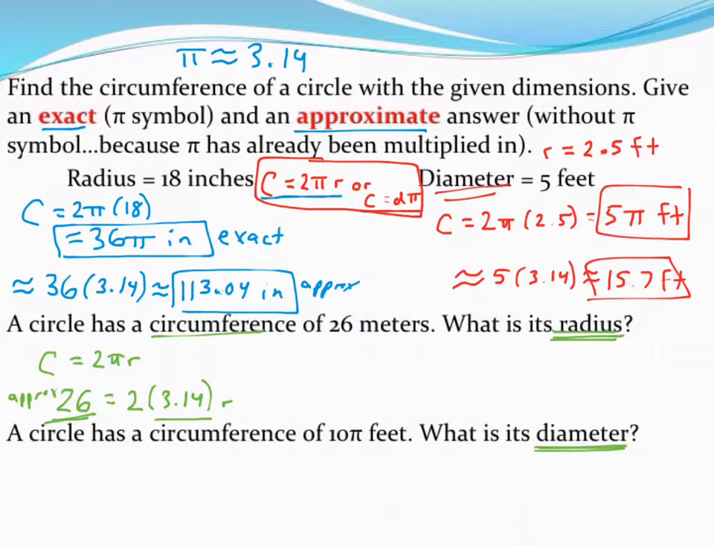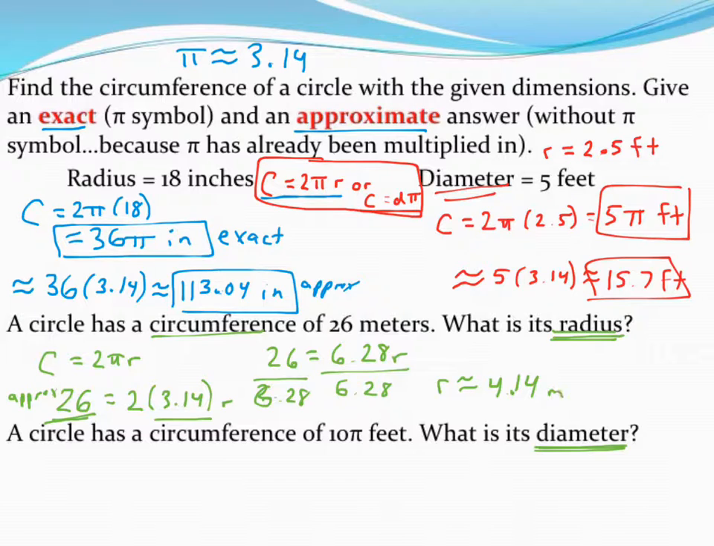So let's do some algebra to get this solved for. So I'm going to multiply 2 times 3.14 and get 6.28 times the radius. If I then finish by dividing both sides by 6.28, I should then have my approximate radius. If I round to 2 decimal places, I come up with about 4.14 meters.